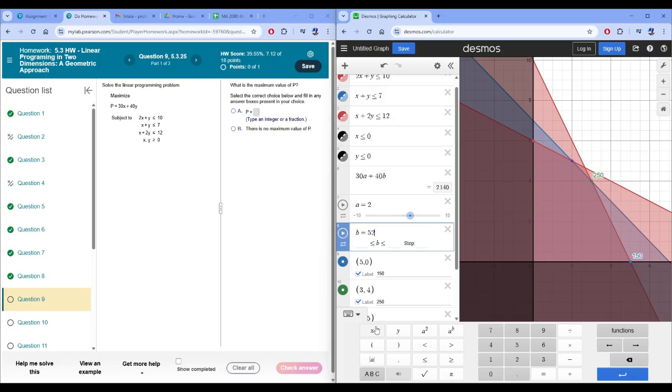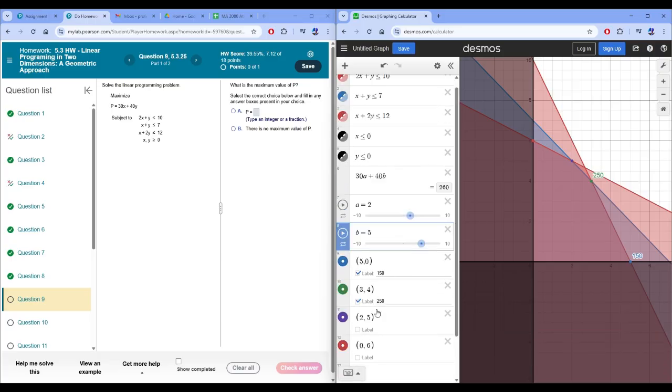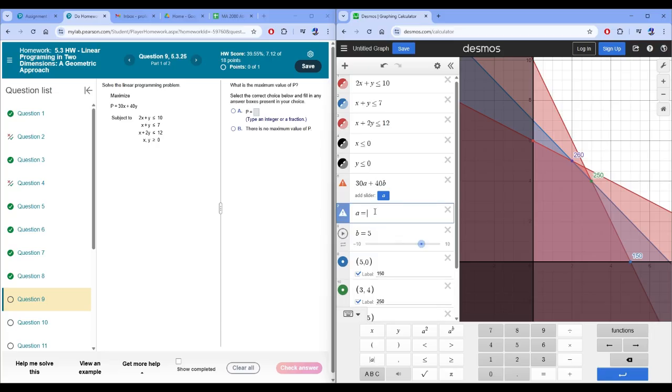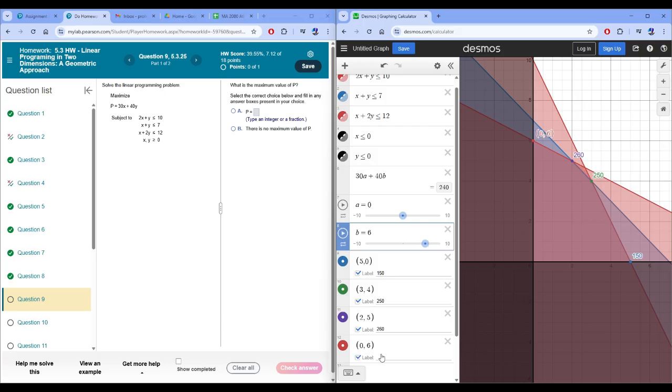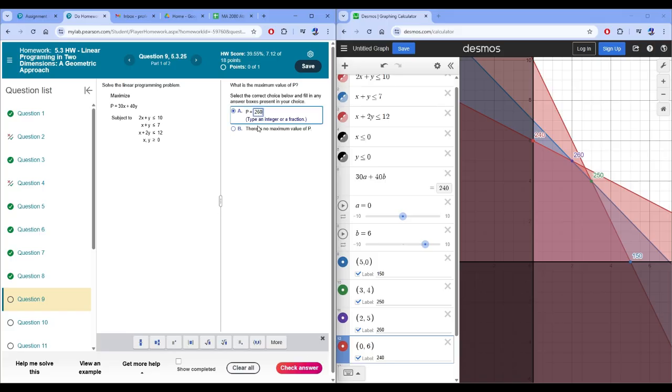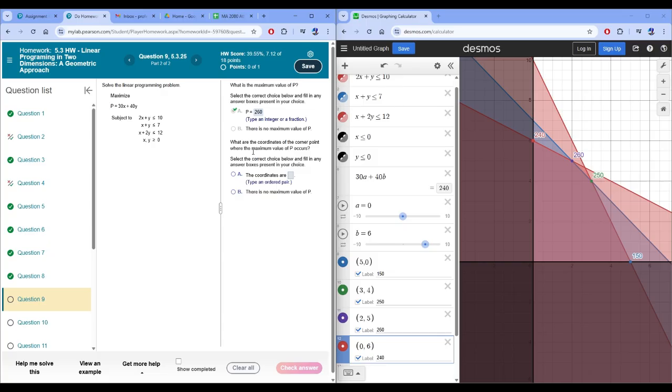Here, 2, 5, I need to go 260. 260 and 0, 6, oh, that needs to be 0, and this one's going to go to a 6, and then I'm going to label this as 240. Wow, that was actually really cool. So now here, what's the maximum value that we can get? That's going to be 260. What are the coordinates of where this occurs? This occurs at 260, which is 2, 5.